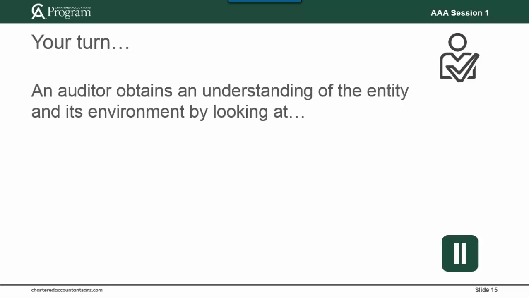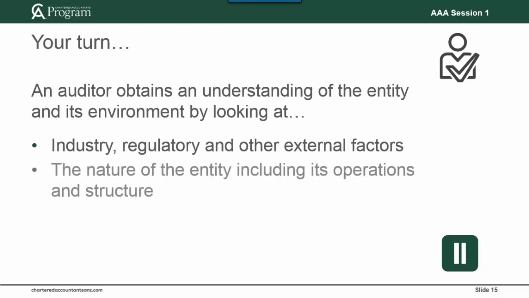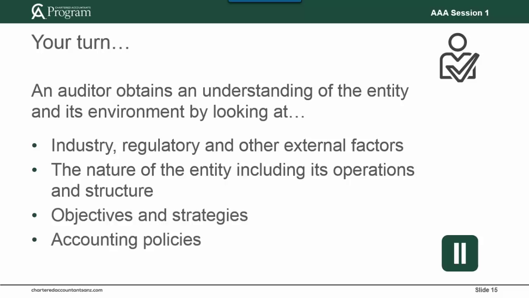An auditor obtains an understanding of the entity and its environment by looking at industry, regulatory, and other external factors, the nature of the entity, including its operations and structure, objectives and strategies of the organisation, its accounting policies, and its internal controls. So how did you go? Remember, these are only 5, just to name a few.